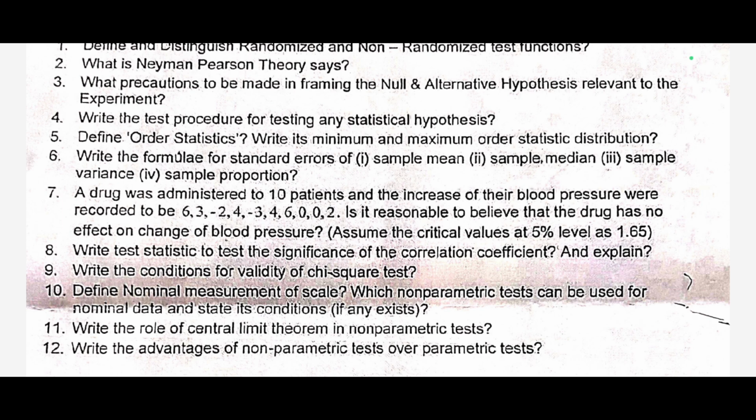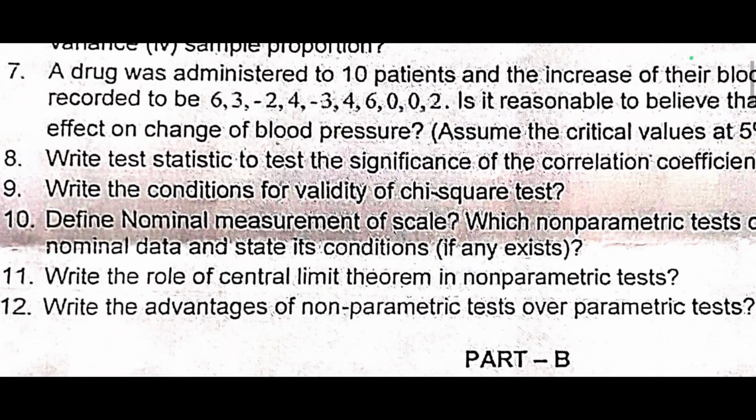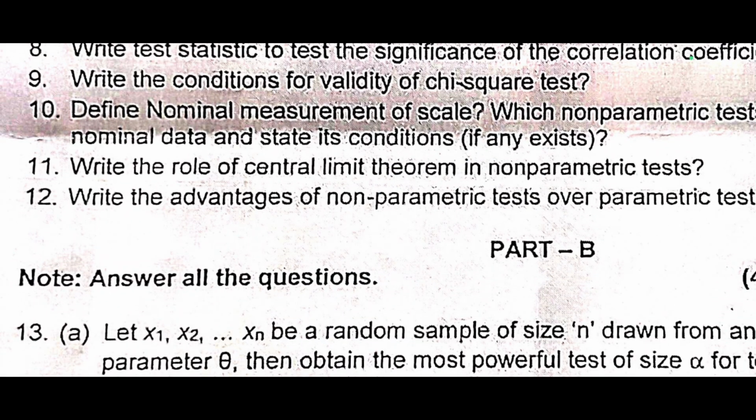Next, write test statistic to test the significance of the correlation coefficient. This is not in our syllabus now. Next, write the conditions for validity of the chi-square test.